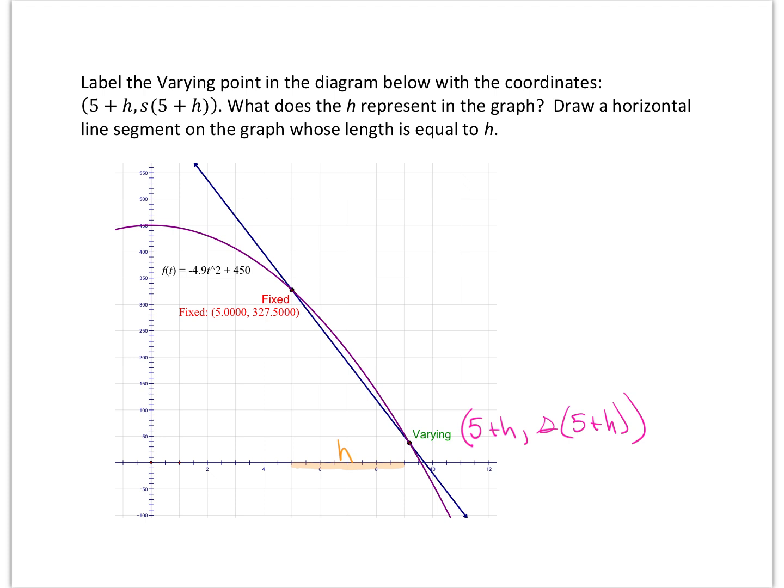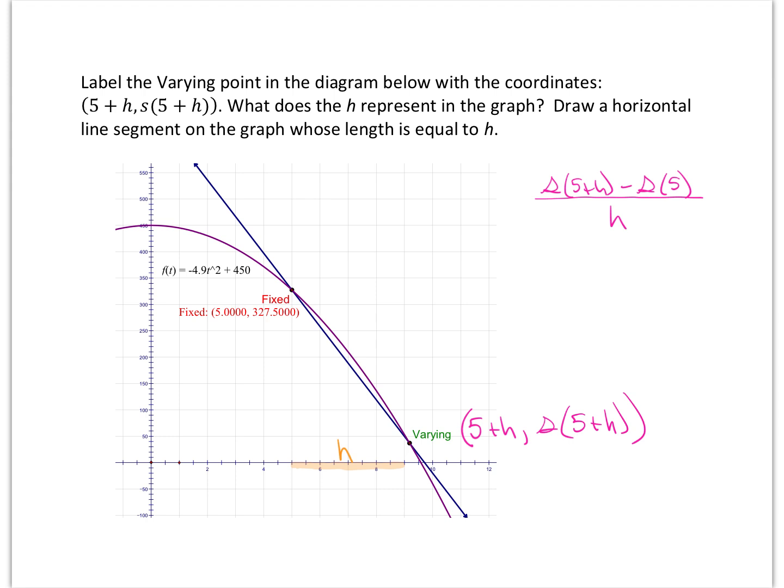What we did in the previous slide is we calculated the average velocity from the fixed point to the varying point, and we moved that varying point closer and closer to the fixed point. So let me write down a calculation for the average velocity. We would do s of 5 plus h minus s of 5 all over 5 plus h minus 5. That's my average velocity between the fixed point and the varying point. And 5 plus h minus 5 is just h, so I'm just going to write that as an h.